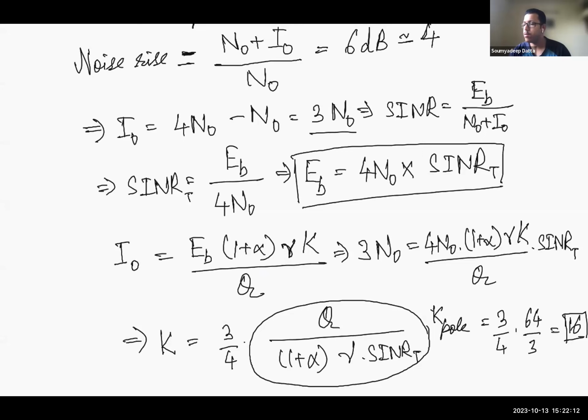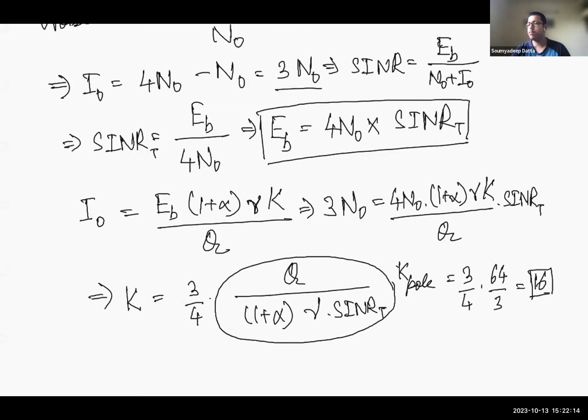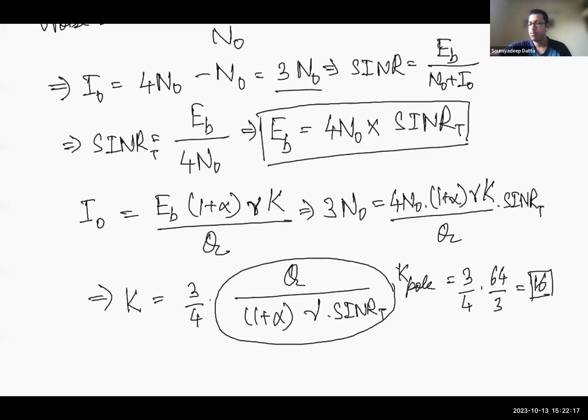You are asking how this SINR target came. I have just substituted this Eb equal to, here. Okay, sir, got it. Then you just eliminate N0 and then you calculate K. Eliminating N0, yes. And that is all that is there. This is again a very mechanical kind of question.